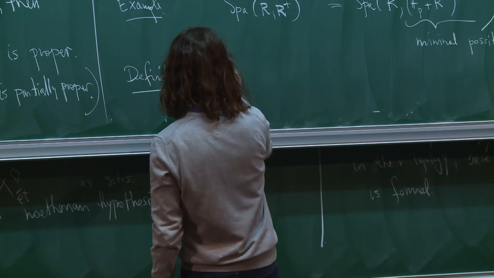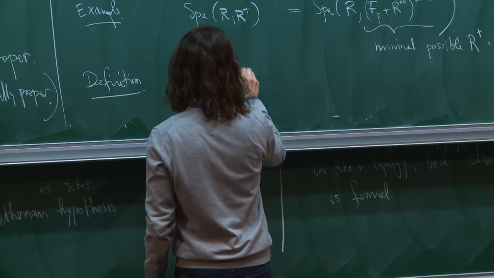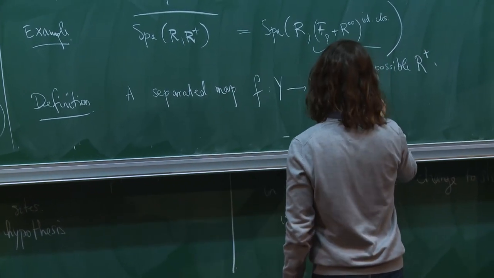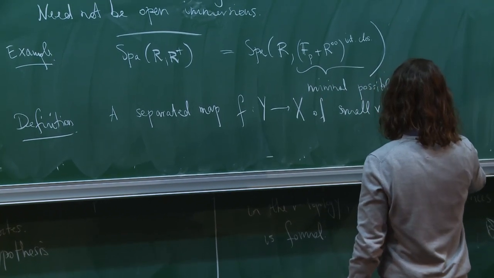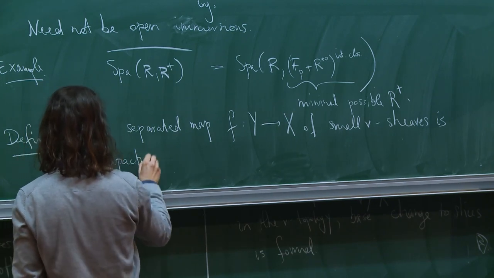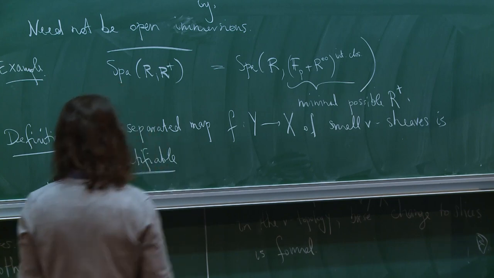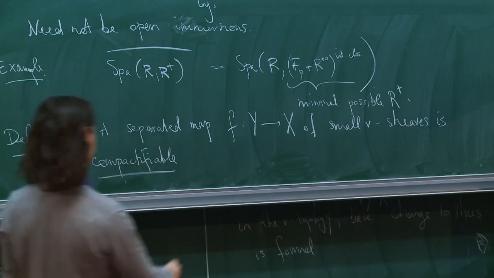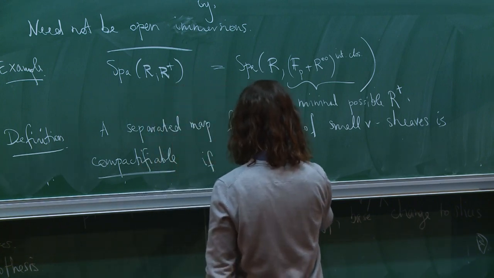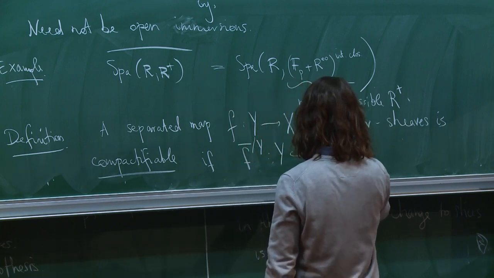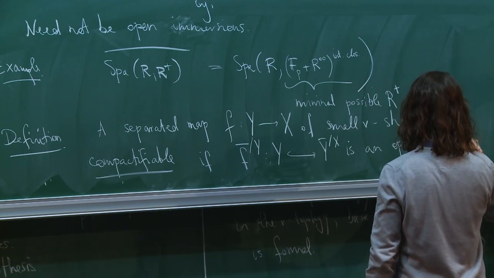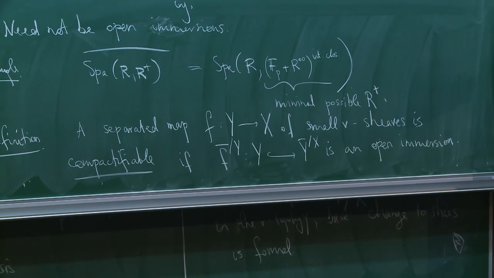Okay. So definition: a separated map from X to Y of small V-sheaves is compactifiable if the map is an open immersion. It makes this definition even in the case where the map is not quasi-compact.